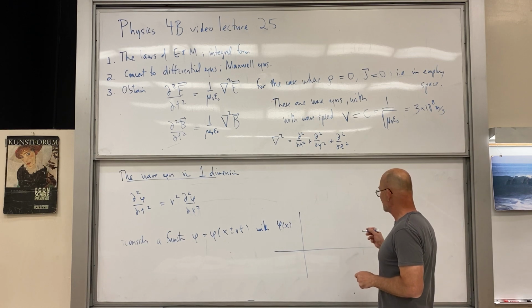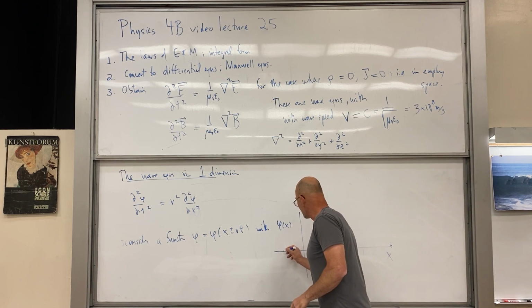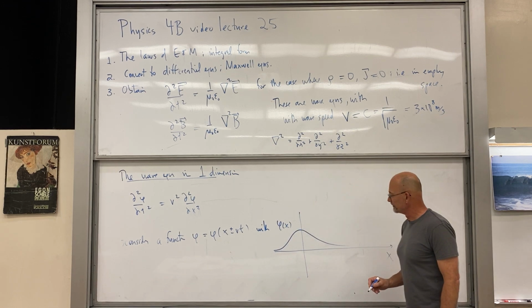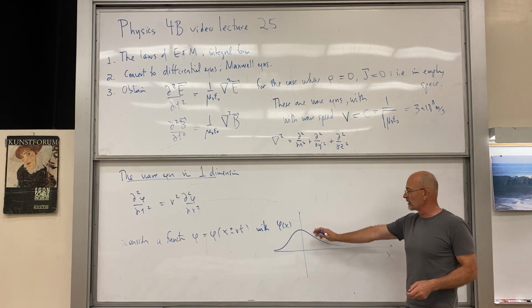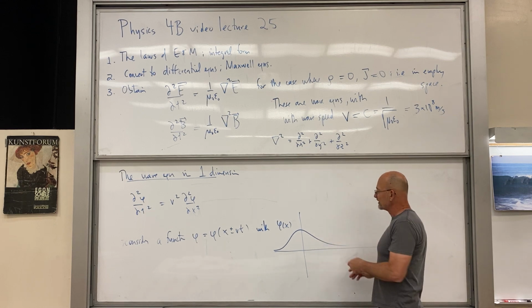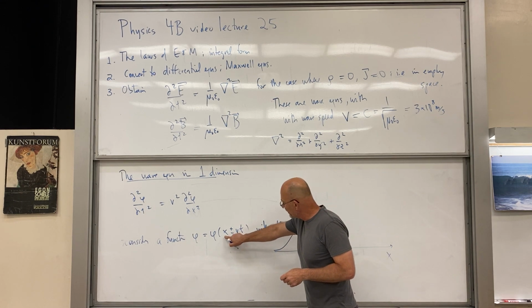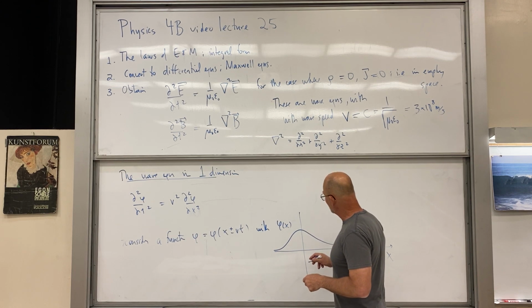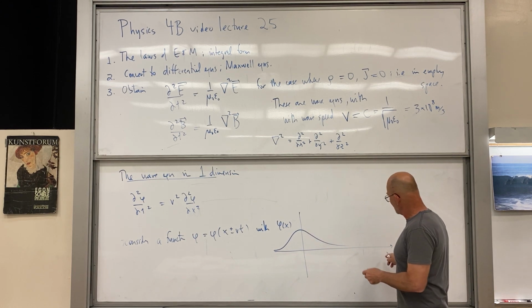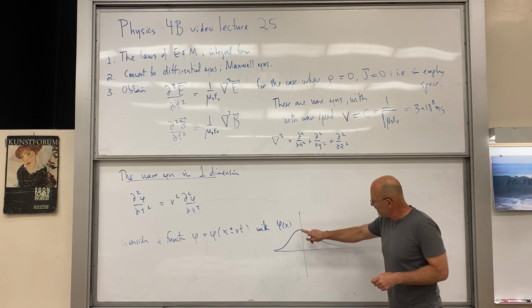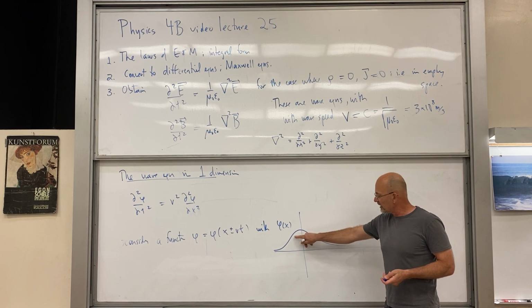So if we do that, say it's like a pulse. You could construct or take some function of this form. If this is phi of x, and now I replace the argument with phi of x plus or minus vt, then at t equals 0, I have this function here.